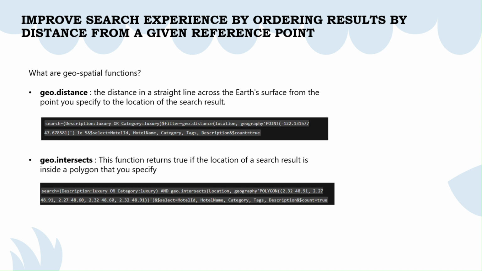Geo intersects. This function checks whether a search result's location lies inside a specific geographic area or a polygon that you define. So if you are searching for stores within a particular city or park, this function can filter those results accordingly. By using these geospatial functions, you can make your search experience much more relevant and location aware, which is specifically useful for location based queries.